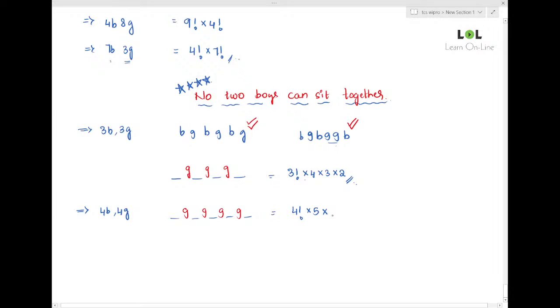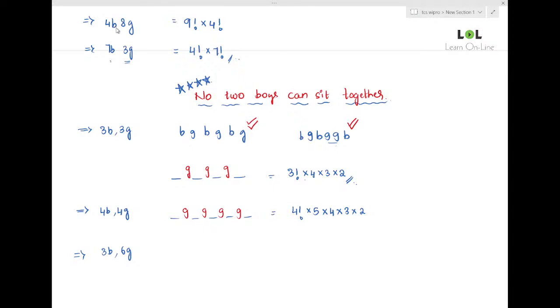Second boy can sit in 4 ways. Third boy can sit in 3 ways. Fourth boy can sit in 2 ways. Now imagine if I give you something like this. Let's say there are 3 boys and 6 girls.